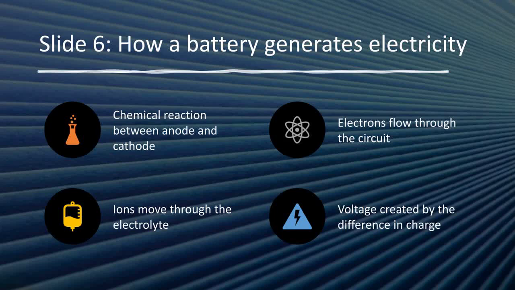The voltage generated by the battery is what causes electrons to flow through the circuit, providing electrical energy to power devices. Understanding how a battery generates electricity is crucial in understanding how batteries work. In the next slide, we will discuss the importance of the separator in a battery.